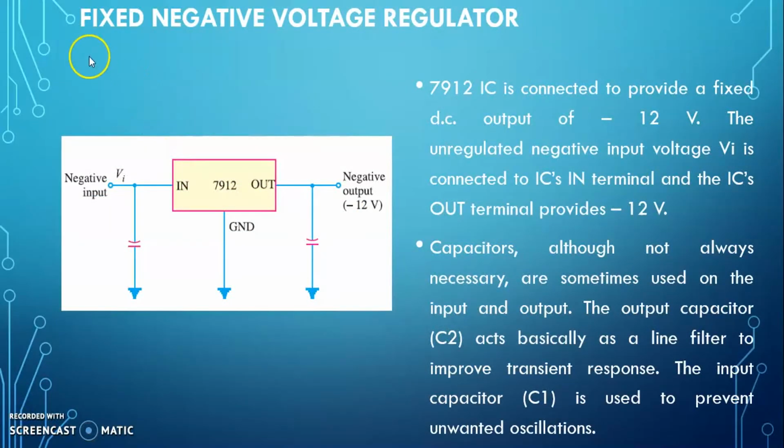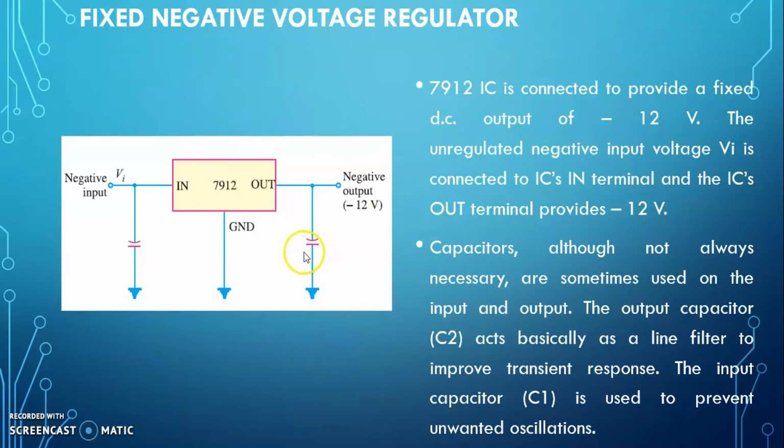Now we can see the fixed negative voltage regulator operation. The 7912 IC is connected to provide a fixed DC output voltage of minus 12 volt. The unregulated negative input voltage VI is connected to the IC's input terminal and the IC's output terminal provides the minus 12 volt. That is, the unregulated negative input voltage is applied to the input of IC 7912. Here the IC provides the constant output voltage of minus 12 volt irrespective of any load variation or voltage fluctuation.